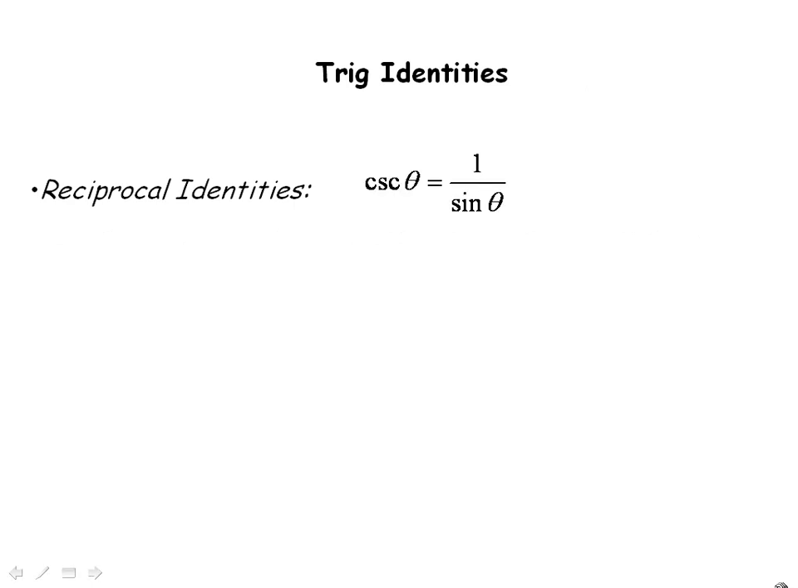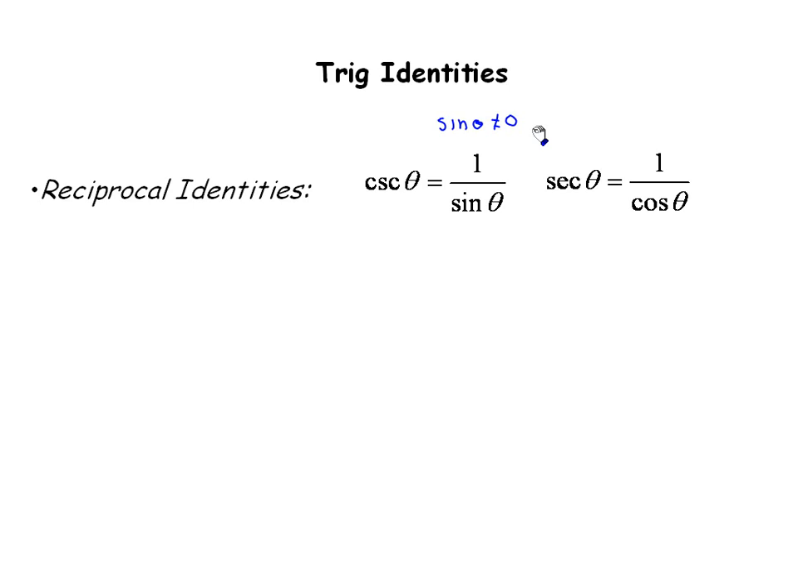Reciprocal identities have shown up a bit earlier. Cosecant theta is equal to 1 over sine theta. So this is always going to be true. The only exception is where sine theta is equal to 0, in which case cosecant of that angle is undefined. So for example, take theta equal to pi radians, 180 degrees. The sine of that is 0, so cosecant is undefined at pi; you cannot take the cosecant of pi.